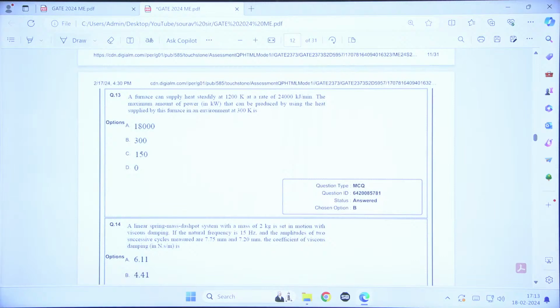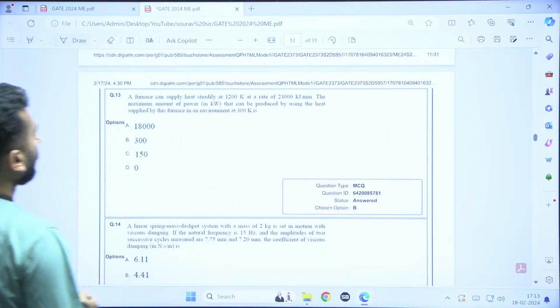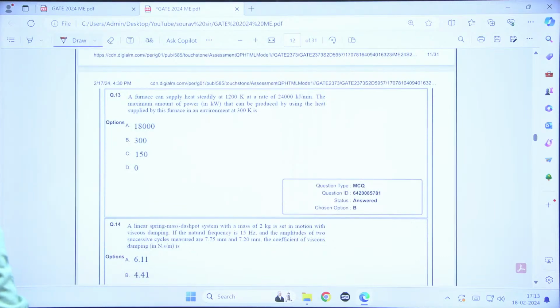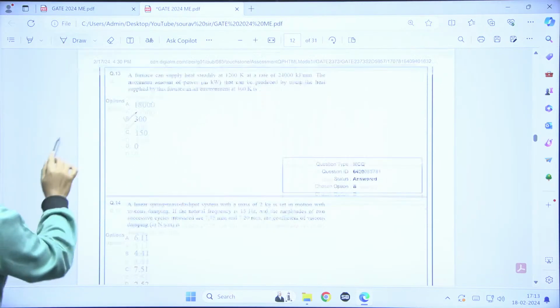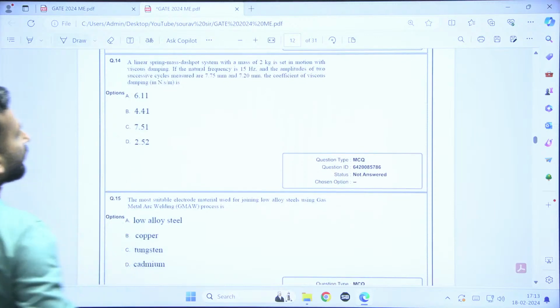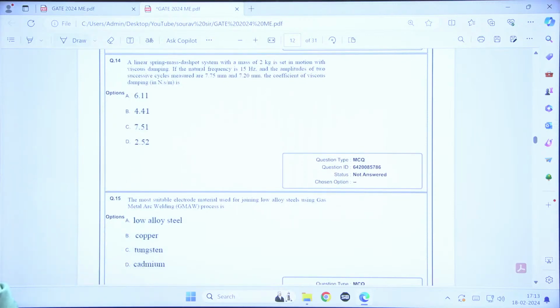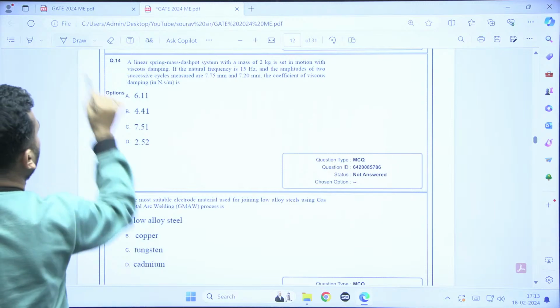Again, it's a question from thermo. Basic concept, say you can solve it, and the answer for question number 13 will be B, that is 300. Okay, a question from vibrations has come, and the answer for this will be 4.41, that is B.